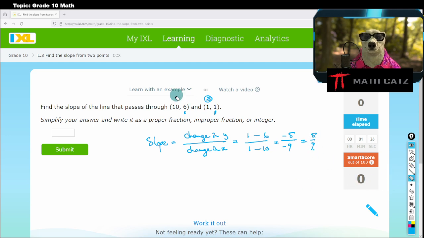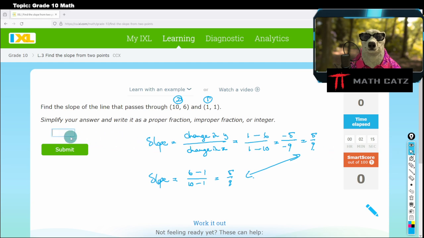Let's just see, because people aren't always convinced, what if I choose this as my first and this as my second? Then we would get the slope, again, change in y over change in x, 2 minus 1. Y will be 6 minus 1, 10 minus 1 for x. And that is 5 over 9. It is the same. It doesn't matter which one you choose as first and second. But once you've made the choice, you have to stick to it.